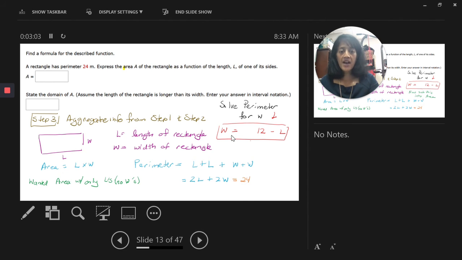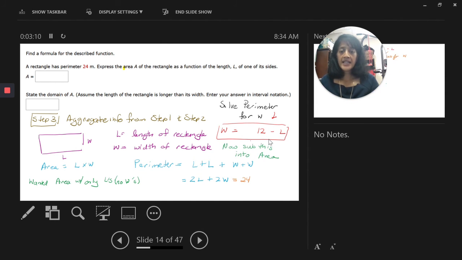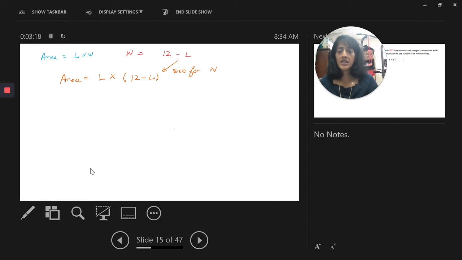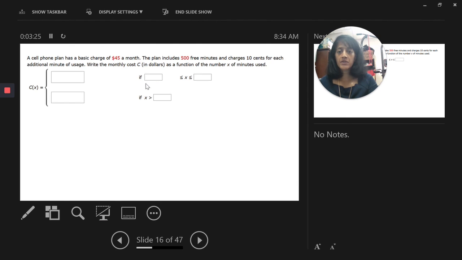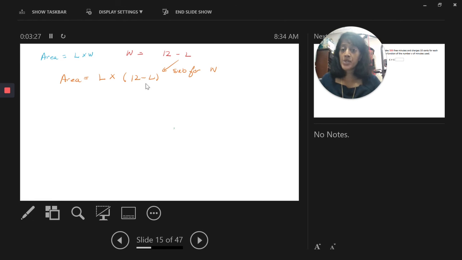So now I have W is 12 minus L. I just put that in here because I just got that. And the next step is to substitute this into the area formula. L times W, I'm going to replace the W with 12 minus L. So here's how I did it. Area is L times W. I drop in the W into here. And I'm done. That's what they wanted.